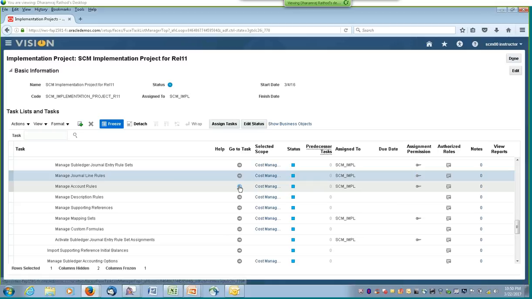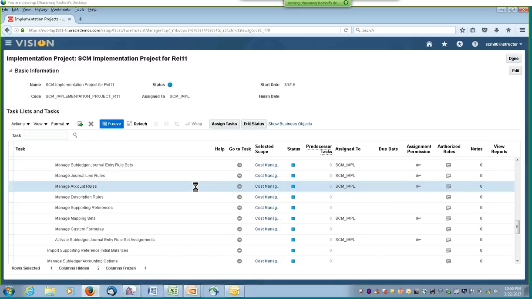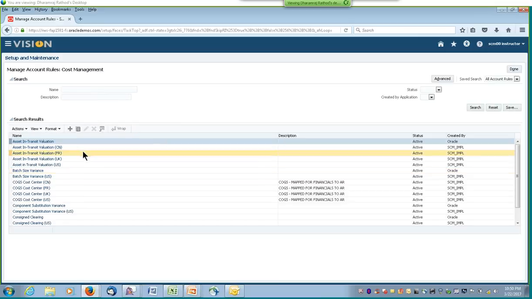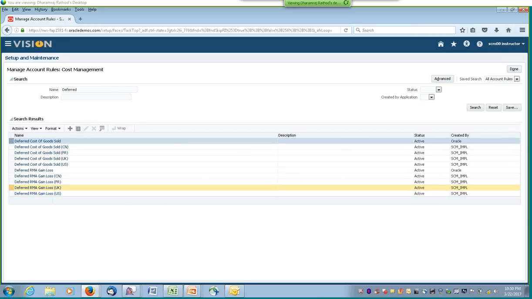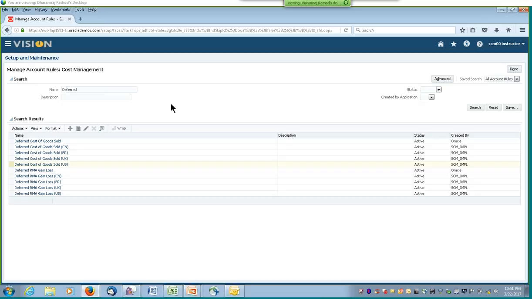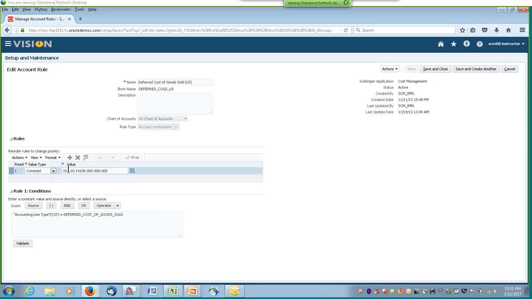So what you do is you go over manage account rules, and within the account rules you can create your own account rules, or you can query the existing one. So I can say deferred cost of goods sold, I should get it. So I see it here, deferred cost of goods sold for US. I'll talk in context of US. You could pick any one of them.